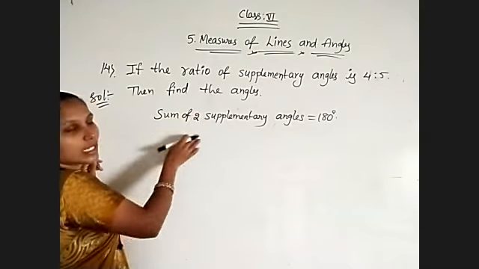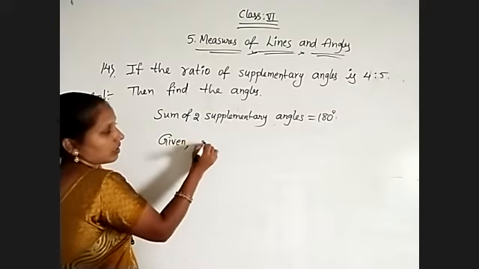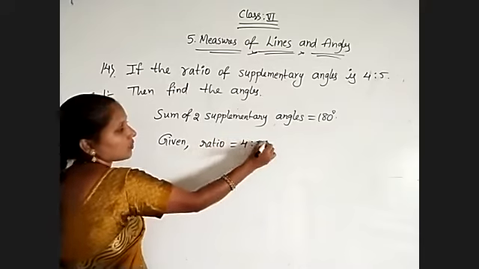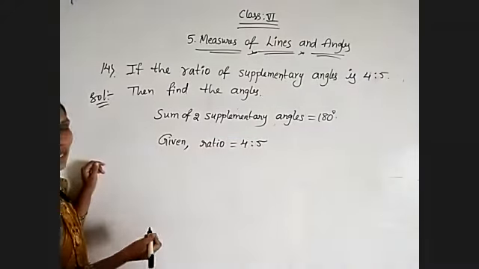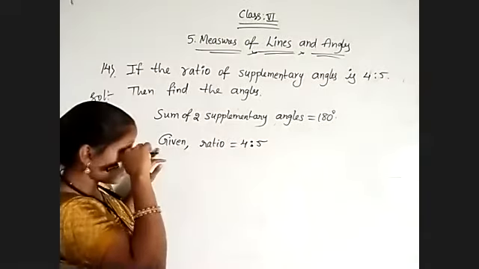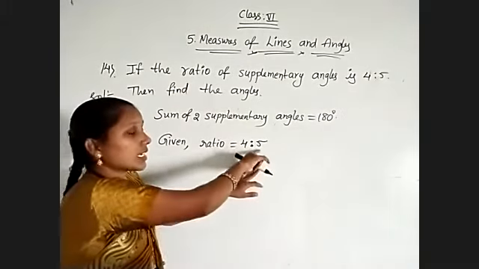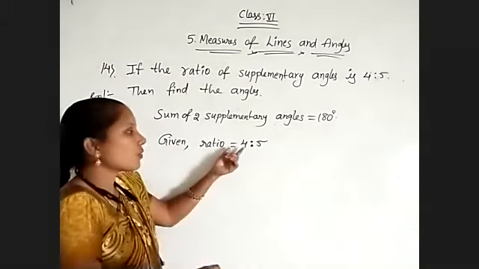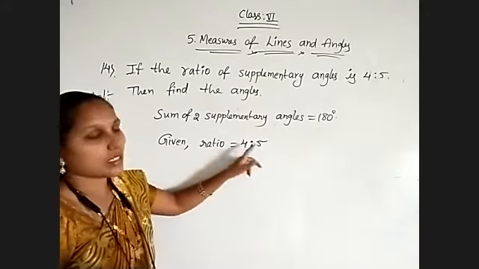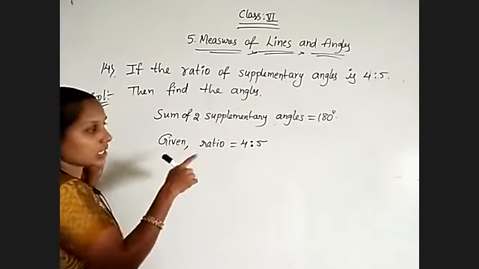For that, use the given relation. The ratio of the supplementary angles is 4:5. Whenever you get a ratio given in simplified form, it means the first and second terms have no common factor. So the first angle is 4 parts, the second angle is 5 parts. The total parts of the ratio is 4 plus 5, which is equal to 9 parts.